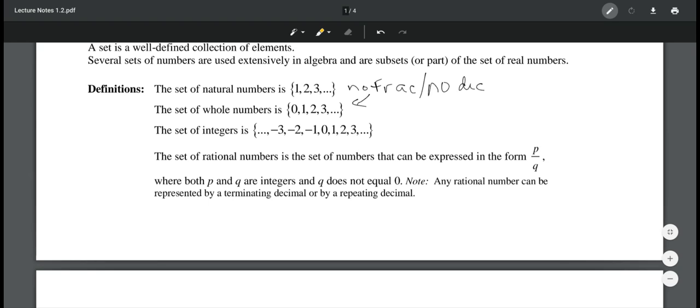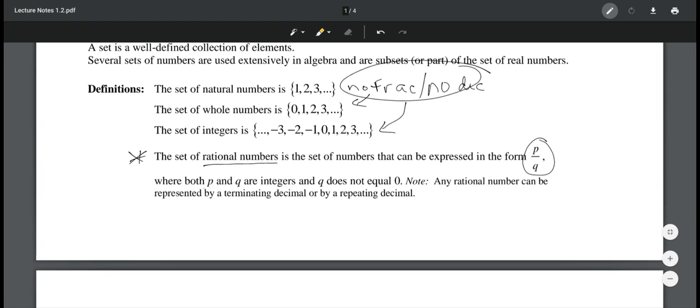Now, if you notice in the third set called integers, we pick up negative numbers, but there are still no fractions and no decimals in that subset. We don't get to fractions and decimals until we hit rational numbers or irrational numbers, and we'll talk about irrational numbers in just a second. But the set of rational numbers can be written in the form P over Q. Notice that is a fraction.